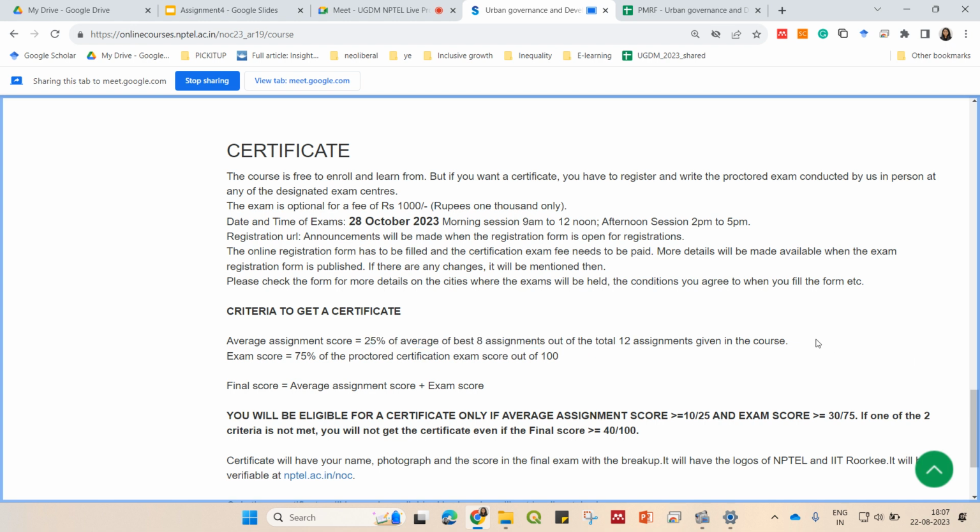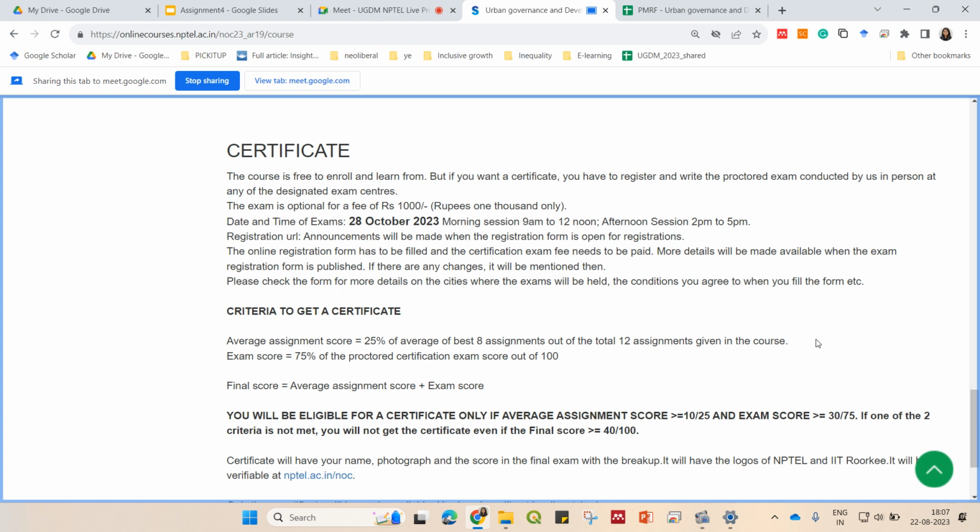So you are given 12 assignments in the 12 weeks. So 8 best assignments of those 12 will be selected, and 25% of your overall score for this subject would be made by the score of those 8 assignments. So even if you don't perform very well on 4 assignments, it is okay if you perform good on 8 assignments.